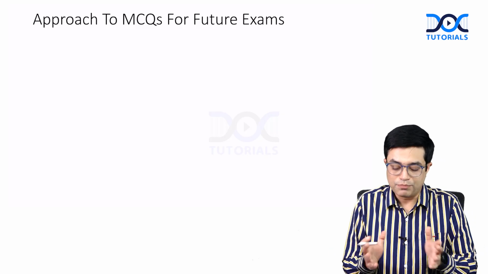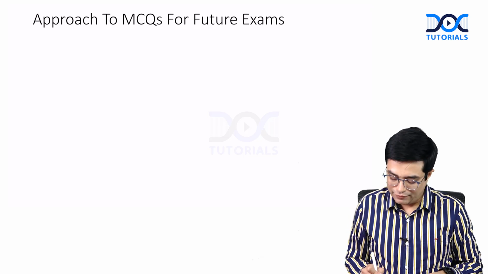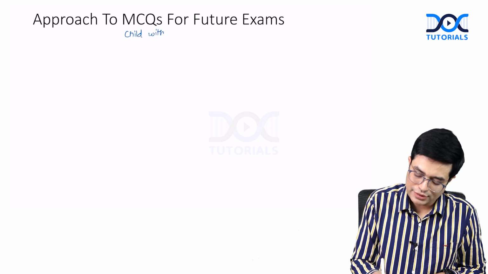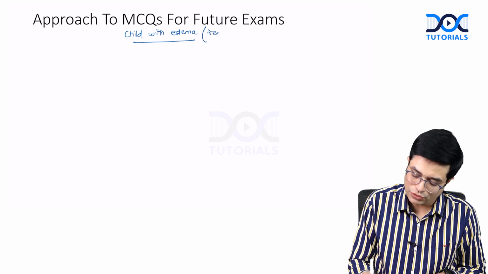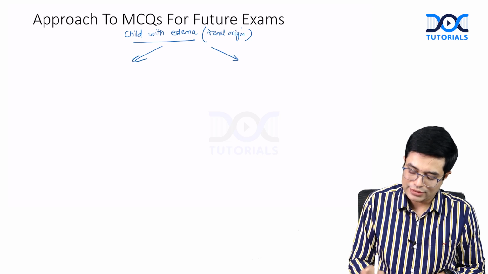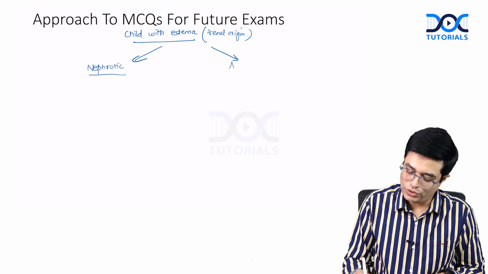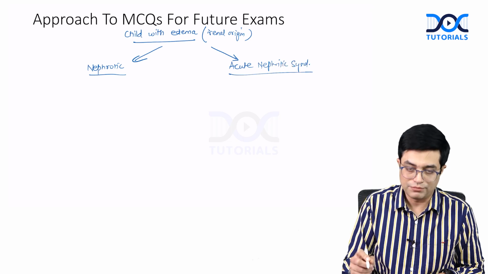Now, what is important for your future exams? Whenever you have a question telling you that there is a child presenting to you with edema, and the edema is suspected of renal origin, then there will be two possibilities. Either the child is having nephrotic syndrome or the child is having acute nephritic syndrome. This flowchart which I am making is very, very useful for your future exams, especially the FMG exam.